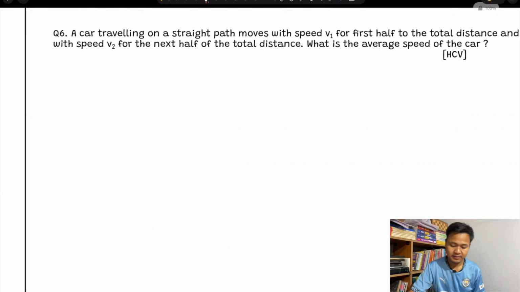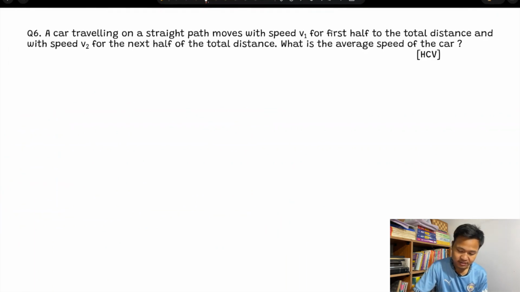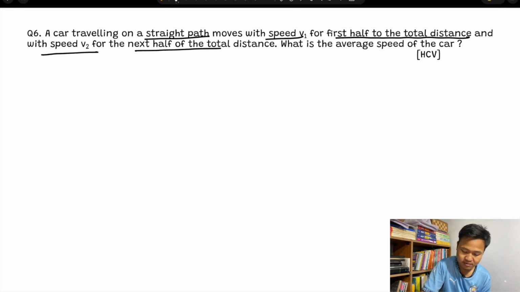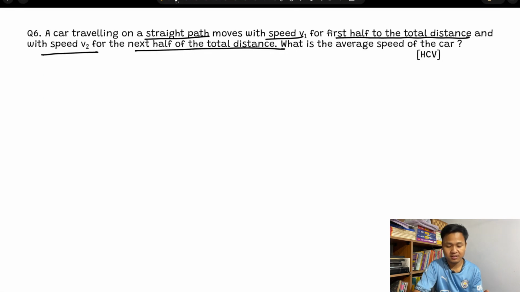Okay, next question. Here you are given a car traveling on a straight path, a similar question, with speed v1 for the first half of the total distance. In the previous question it was the first half of total time, but now it is the first half of total distance, with speed v2 for the next half of total distance. The question is asking for the average speed.